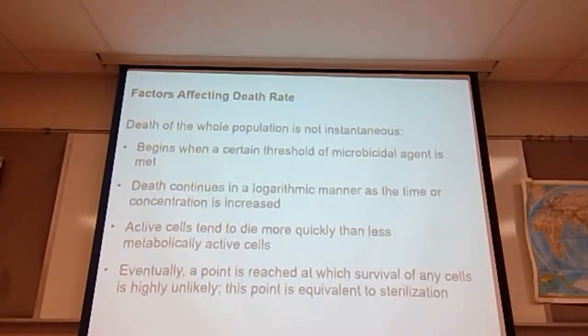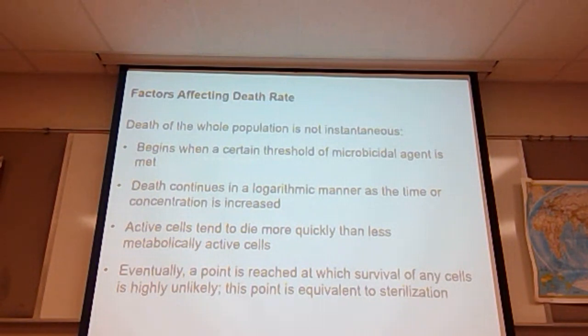Death begins when a certain threshold of microbial agent is met. Again, the whole population. Death continues in a logarithmic manner as the time or concentration is increased. Active cells tend to die more quickly than less metabolically active cells. And eventually a point is reached at which the survival of any cells is highly unlikely. At this point, it is equivalent to sterilization.